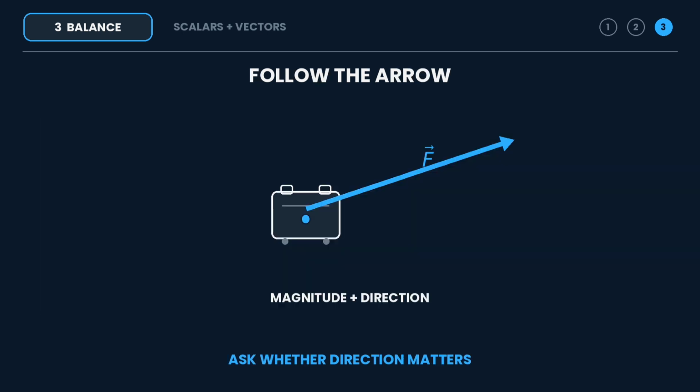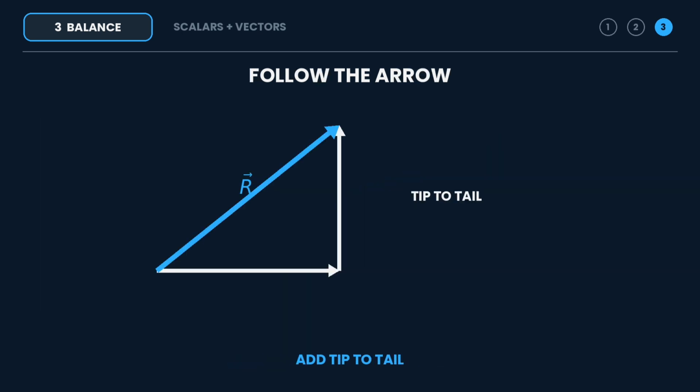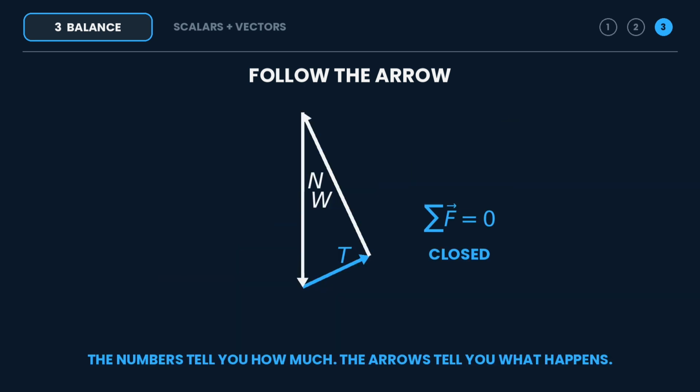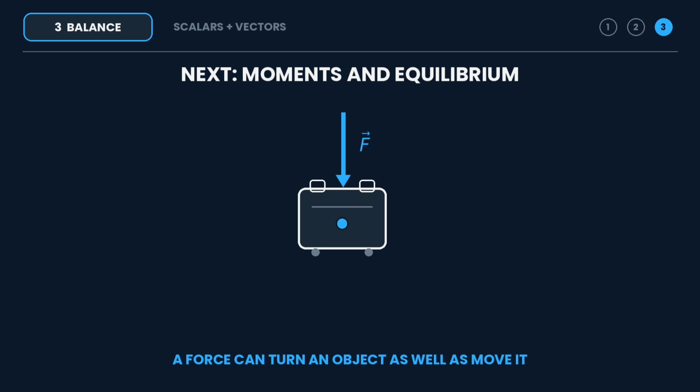So ask whether direction matters, add the arrows tip to tail, resolve along useful axes, and when forces acting at a point are all in equilibrium, make sure that their arrows close. The numbers tell you how much, the arrows tell you what actually happens. Next, we'll see how a force can turn an object as well as move it.